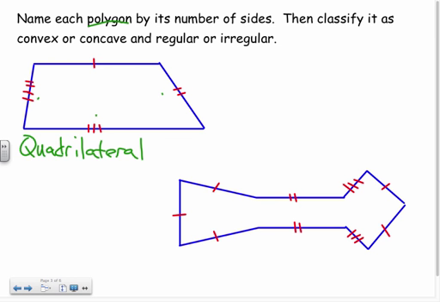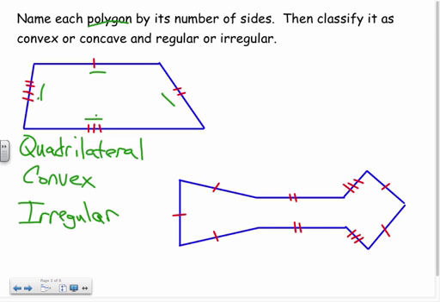Now it asks me to classify it as convex or concave. It doesn't cave in at all, so I know it's convex. And is it regular or irregular? I can already tell all the sides aren't the same because I have different types of dashes. I don't even have to look at the angles, but the angles aren't all the same either, so I know it's irregular. Remember, regular means all sides and all angles are the same. So this is a convex, irregular quadrilateral.